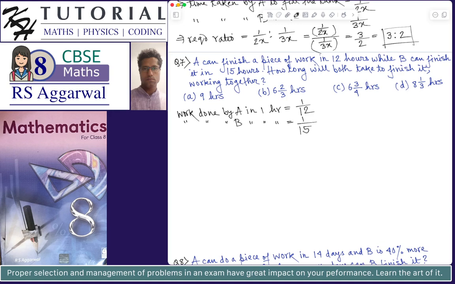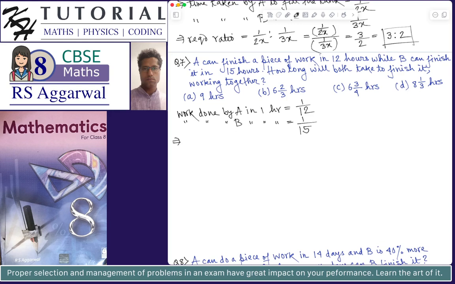Since the unit of time is in hours, we need to consider work done by A in 1 hour, not in 1 day, because the unit of time is given as hours. So we have work done by A in 1 hour is 1 by 12, work done by B in 1 hour is 1 by 15.